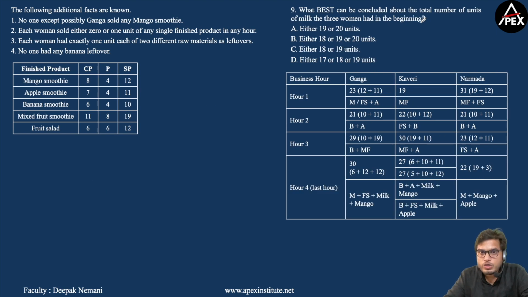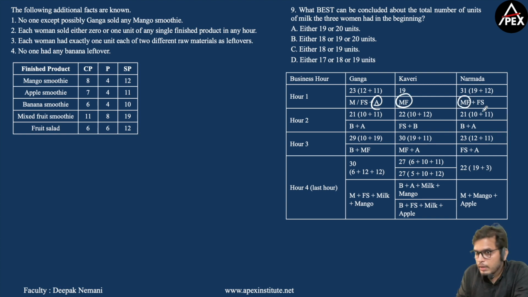Now moving ahead to 9th question. What best can be concluded about the total number of units of milk the three women had in the beginning? Now let me consider the items sold by Kaveri, Ganga and Narmada in the first hour. So this can be either mango smoothie or fruit salad. So you can have 1 unit of milk being used to produce 1 mango smoothie, and if that's a fruit salad, you do not have any unit of milk being used to make a fruit salad. Okay, whereas A is apple smoothie, Ganga would have used 1 unit of milk to make 1 unit of apple smoothie. Now similarly, mixed fruit smoothie, yes.